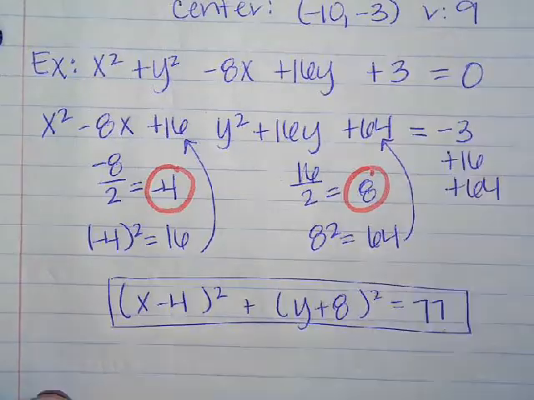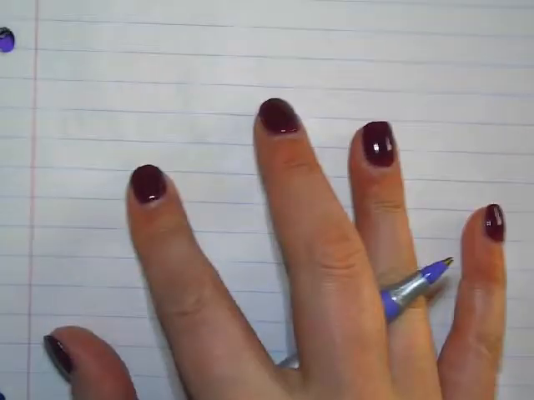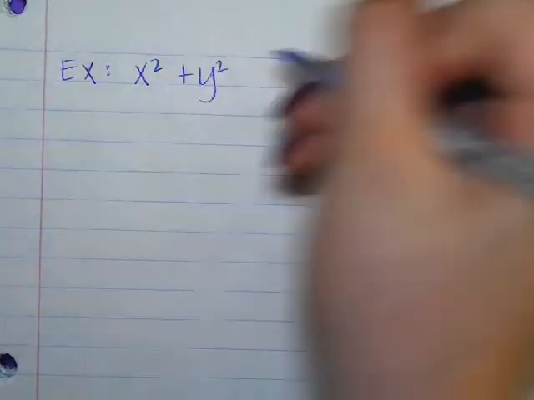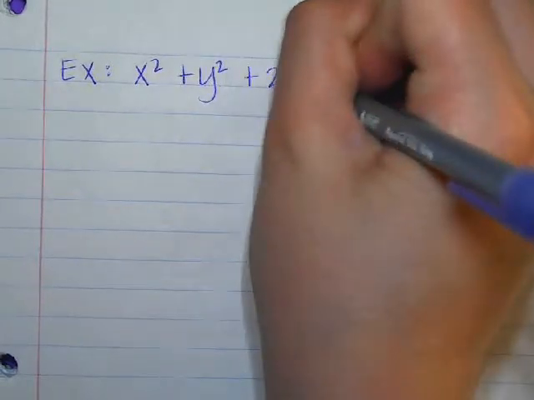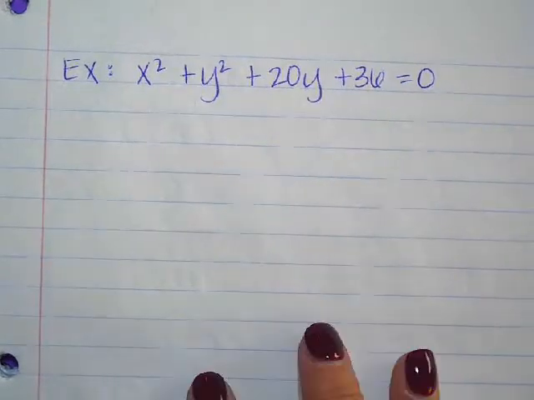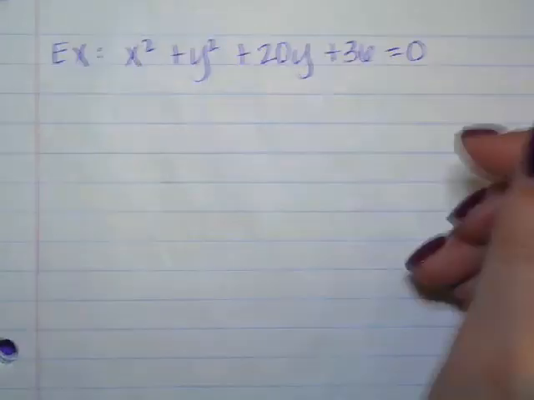That was so fun. Let's do another one. Here's the next one. It's the radius. X squared plus y squared plus 20y plus 36. Oh my goodness, something's missing. Yeah, there's no x term.